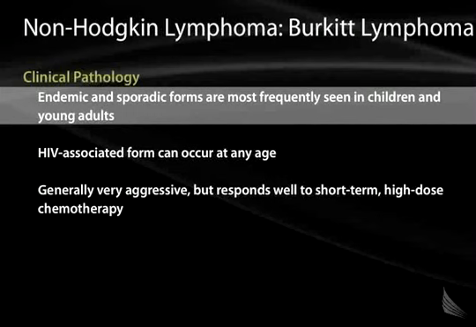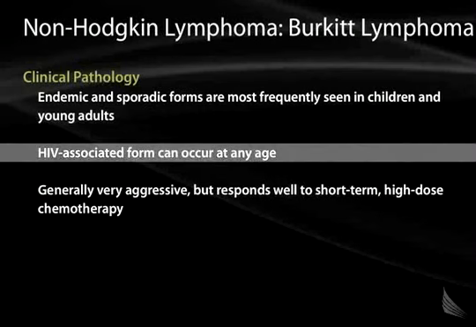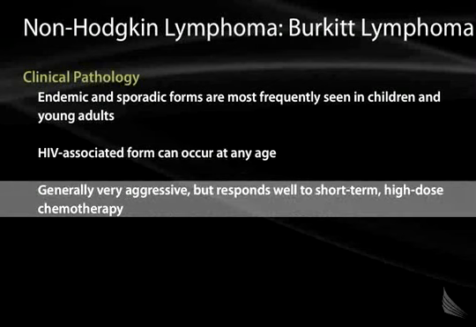So the endemic and sporadic forms are seen in children and young adults. The HIV-associated form can occur at any age as long as the patient does in fact have HIV. These lymphomas are very, very aggressive and can become devastating if not treated very quickly, but it does respond well to short-term and high-dose chemotherapy.